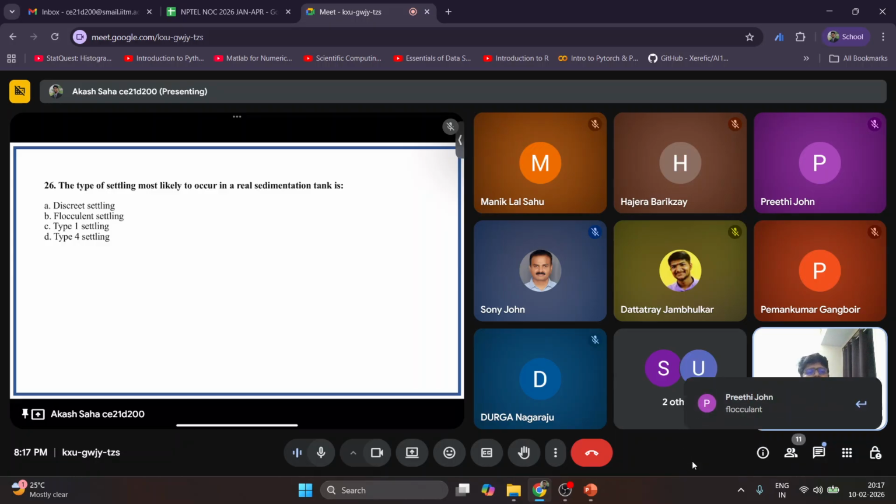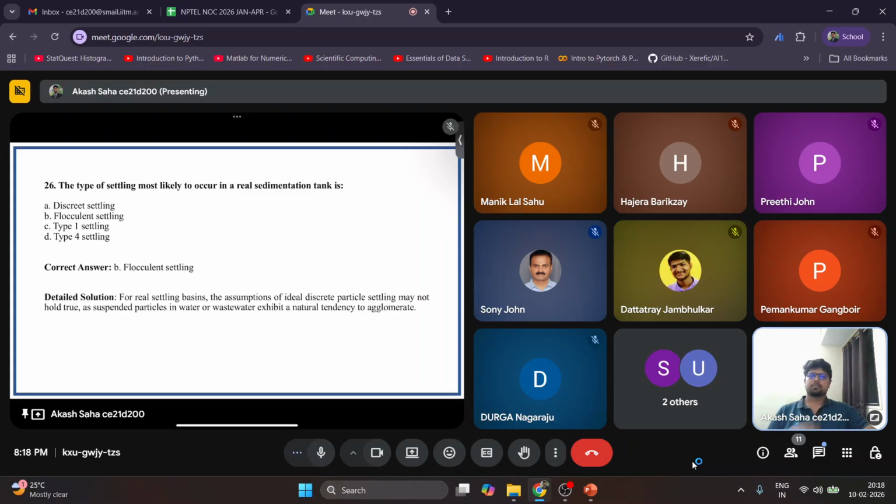So compression settling will happen only if there is a very high concentration, right? Let's not discuss that because it's not mentioned that the concentration is very high here. Then the other two are zonal and flocculent. Generally the suspended particles in any sedimentation tank tend to agglomerate with each other. They come closer and form some flocs. So ideally it should be discrete particle settling, but in reality we see a flocculent type of settling. They have a natural tendency to agglomerate with each other. That's why flocculent type of settling is more prevalent.